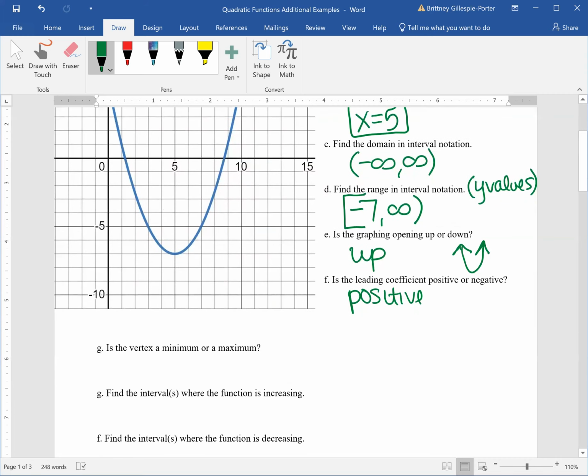Here, because our vertex is the smallest part of our parabola, it is a minimum. This also goes with our leading coefficient being positive. Remember, leading coefficient is the number that starts off our parabola.